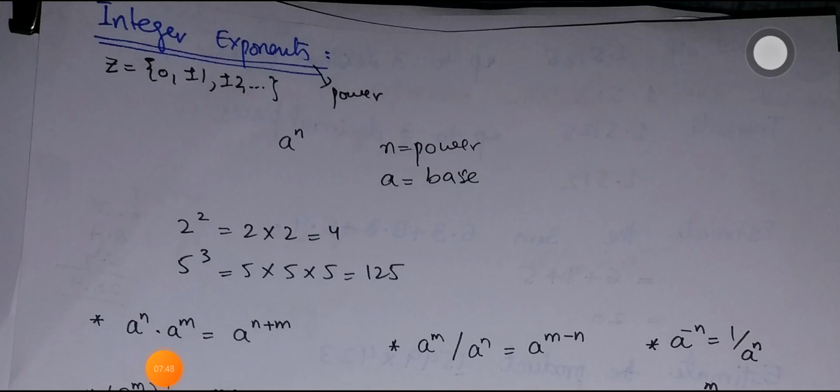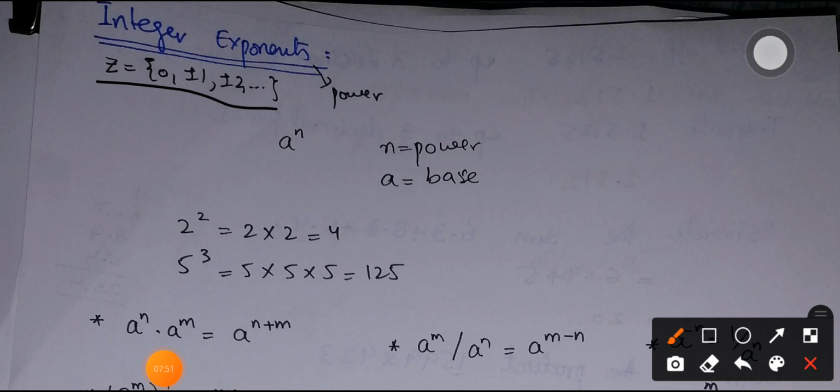The next topic is about integer exponents. We know that the set of integers consists of the numbers 0, plus minus 1, plus minus 2 and so on. That is, we may have a neutral number, positive numbers as well as negative numbers, but we cannot have any decimal or any fraction in the integers.